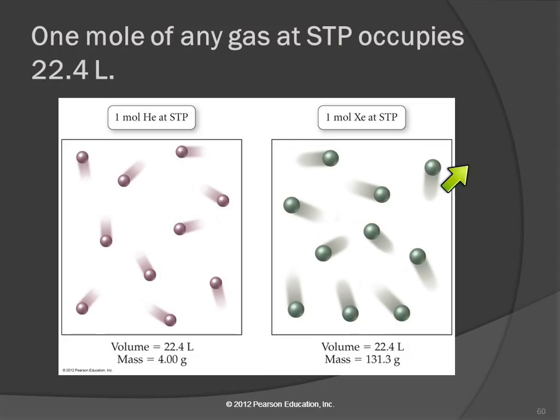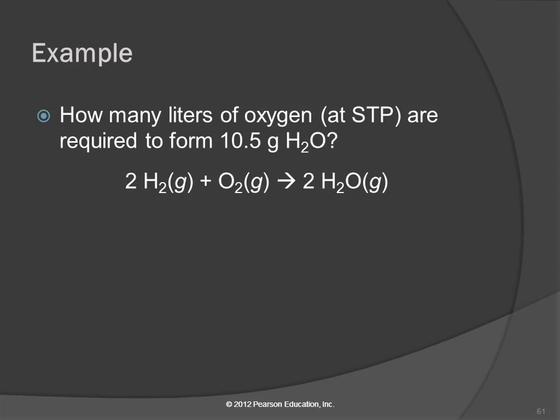Over here, we have a mole of xenon. The individual gas atoms are larger, but the gas still occupies a volume of 22.4 liters. Does it weigh more? Yeah, it weighs a lot more, 131 grams instead of 4 grams. But it still occupies the same volume because it's a gas. 1 mole of any gas at STP is 22.4 liters. So we can use this as a shortcut.